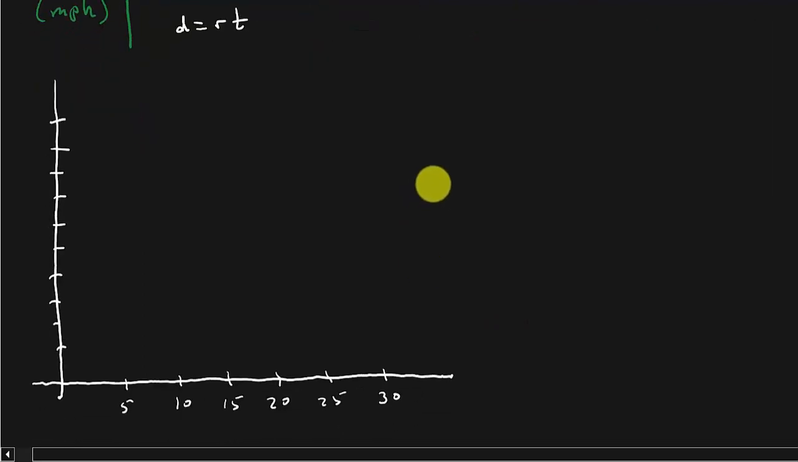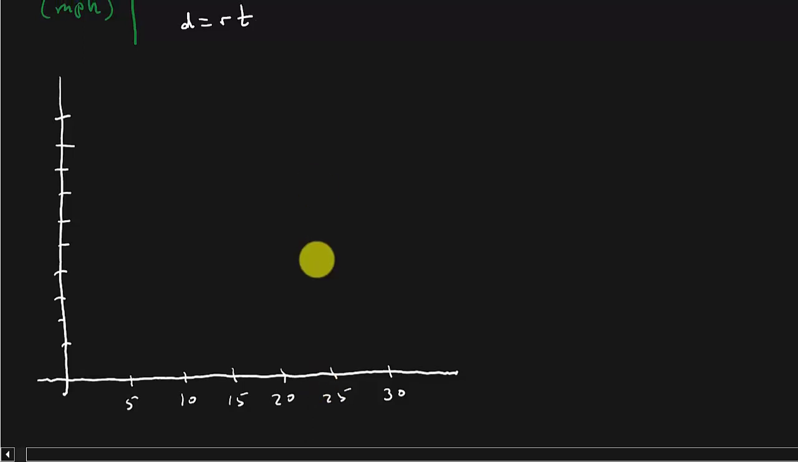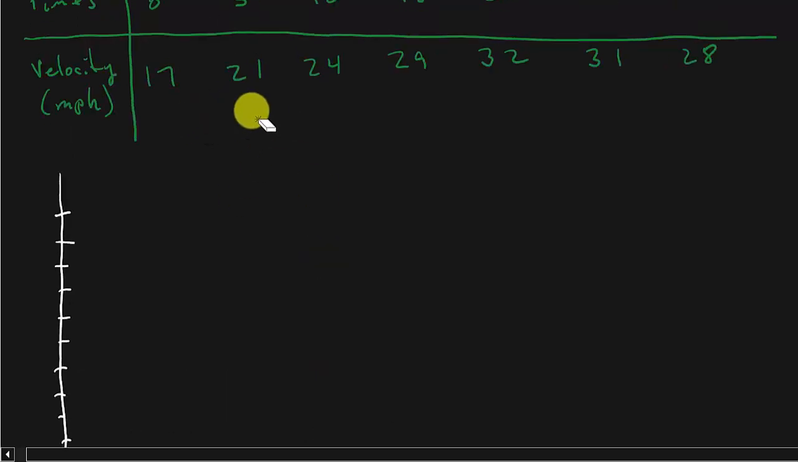So what we've got here is this axis is our time, right? This is our time, and the y-axis is our velocity. Now, remember, this over here is in what? Miles per hour. But our time is in seconds. So we're going to need to convert the velocity.